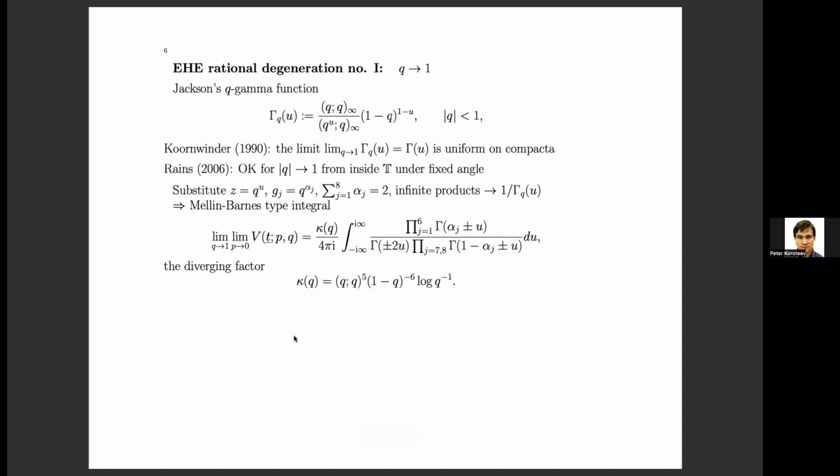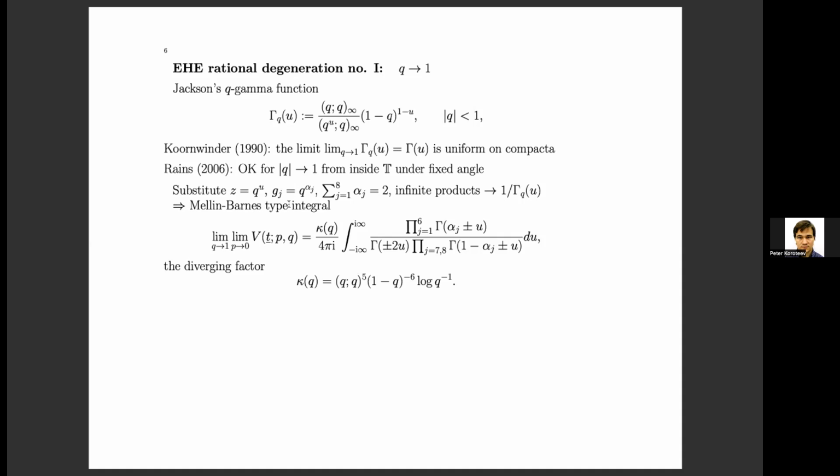Now, if you take the further limit q goes to 1 from this trigonometric reduction, then I need the Jackson's q gamma function. It's a ratio of two infinite products times the elementary kinematical factor. And it was proved by Koornwinder and later extended by Ruijsenaars that the limit when q goes to 1 from this q gamma function to the Euler gamma function is uniform on compacta, and so this result allows you to apply this limit directly in the integrals, and so it's a very nice tool. You get theorems, not conjectures.